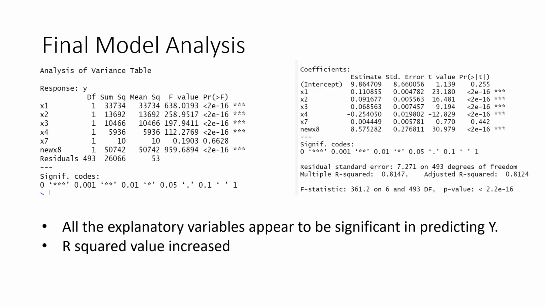Now, after doing all this, I did a final model analysis. I started out by doing another type 1 ANOVA table and a summary, and found out that all the explanatory variables in the new model seem to be significant in predicting Y, and also found out that the R-squared value does increase, which is a good thing.